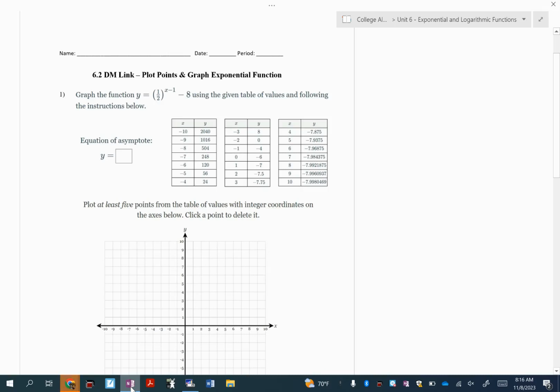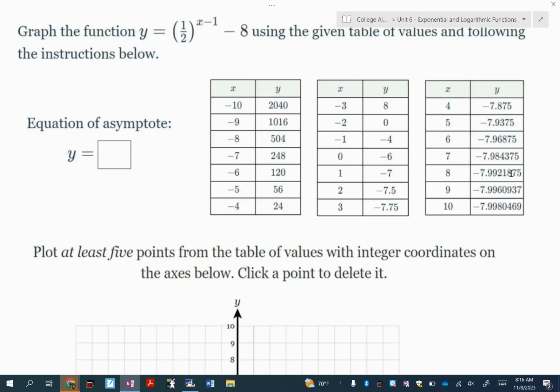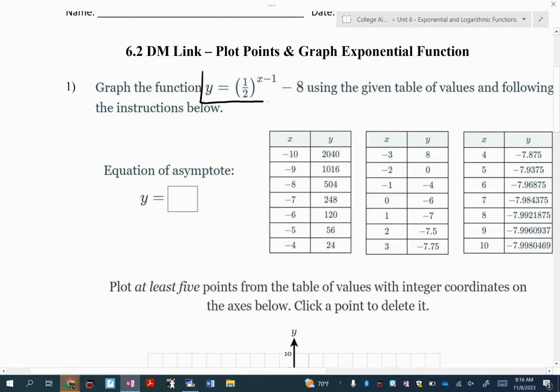So we're going to do this link. There's two of them to do. I'm going to show you guys how you're going to do this in the Delta Math link on your Chromebook. So first look at the function.